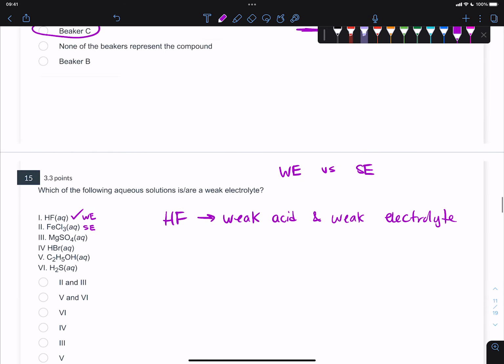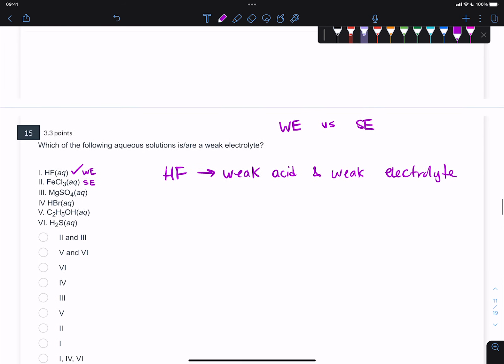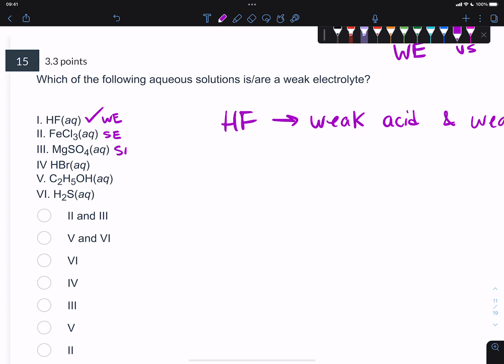Magnesium sulfate, sulfates. So go back up to your solubility rules. Sulfates are soluble unless they're with those exceptions. But it turns out that magnesium sulfate is soluble. So because it's soluble, it would be considered a strong electrolyte. HBr is considered a strong acid. So because it's a strong acid, it's a strong electrolyte. So you don't want to have that one checked either.